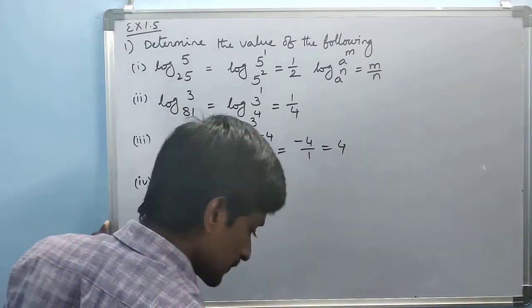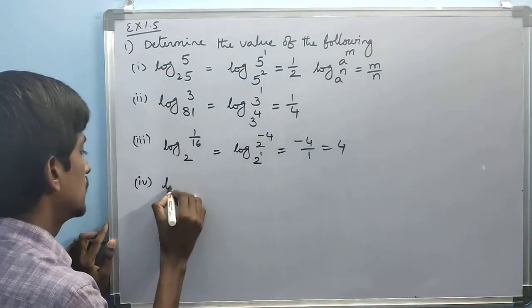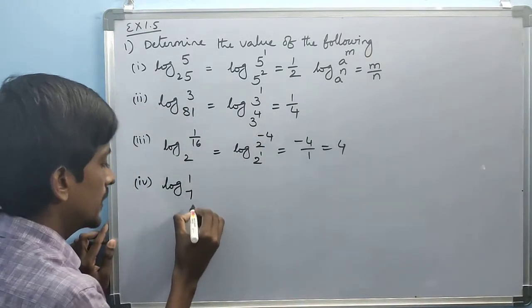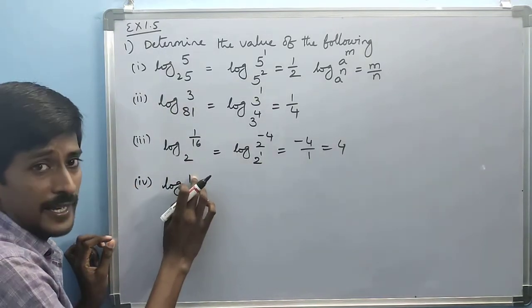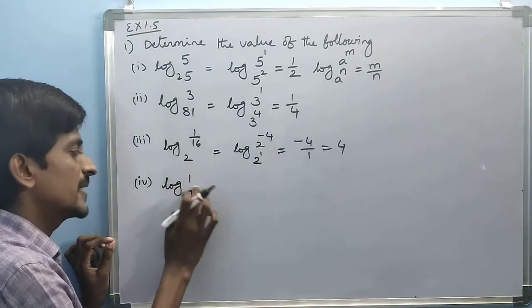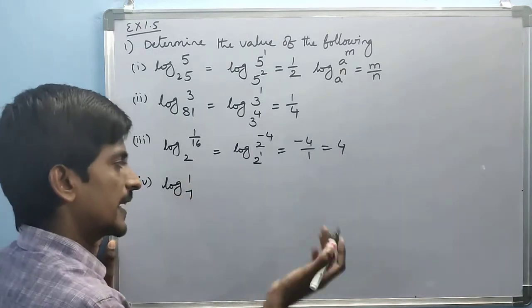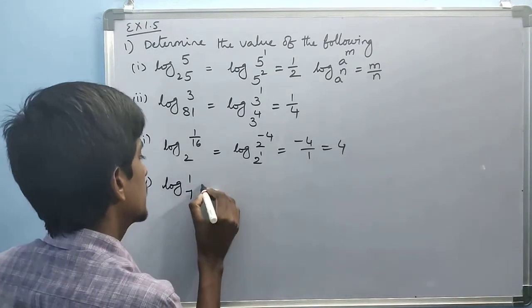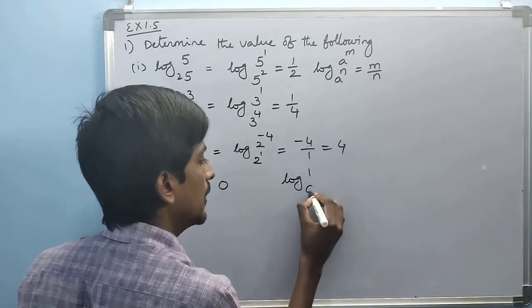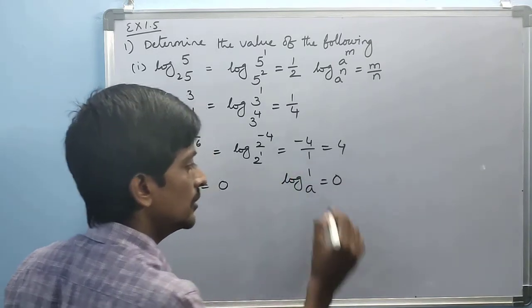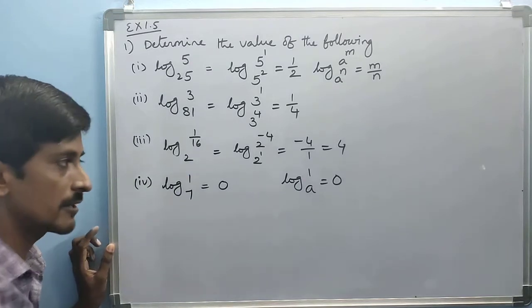Fourth one. Log 1 base 7. Here 1 you write, base any number you need. You will take any number. That value is 0. Log 1 base a is equals to 0. That is the formula.